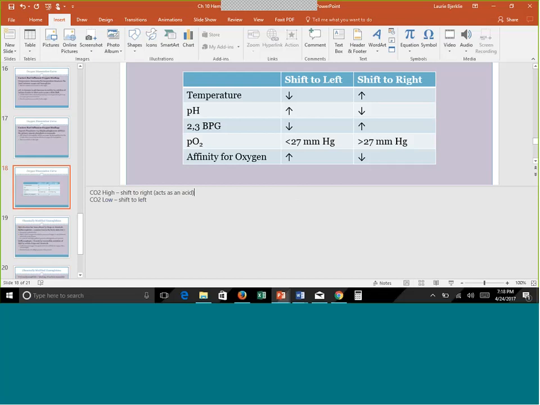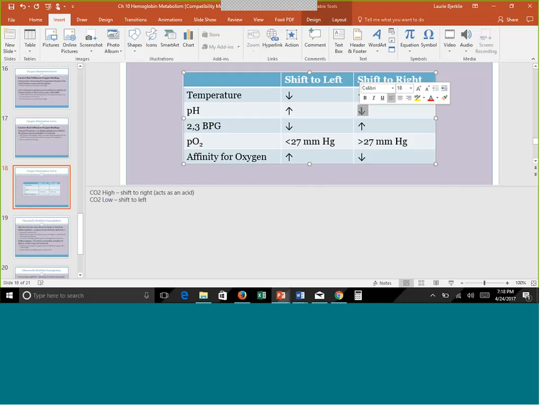So CO2 is acidic. If you get a lot of CO2 in your body, you get a lot of acid built up in your body, of course, that's going to make your pH drop into an acid range. That's why both a high CO2 and a low pH shift it to the right. So the minute that you have a lot of CO2 happening, a lot of acid, you're going to drop your pH into an acidic area. So that will shift to the right.